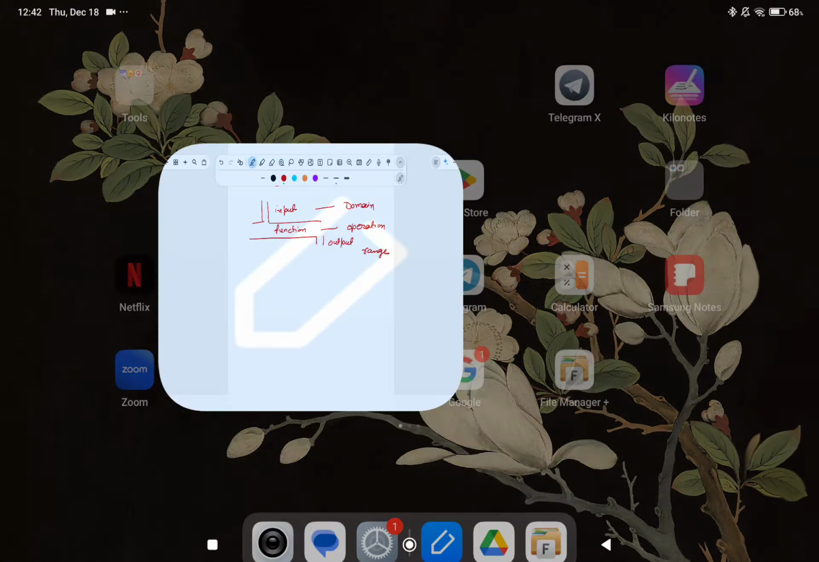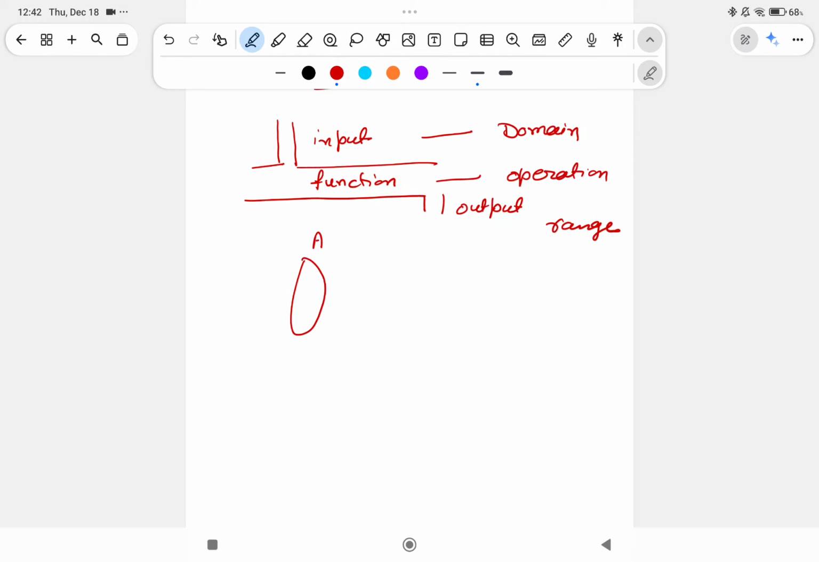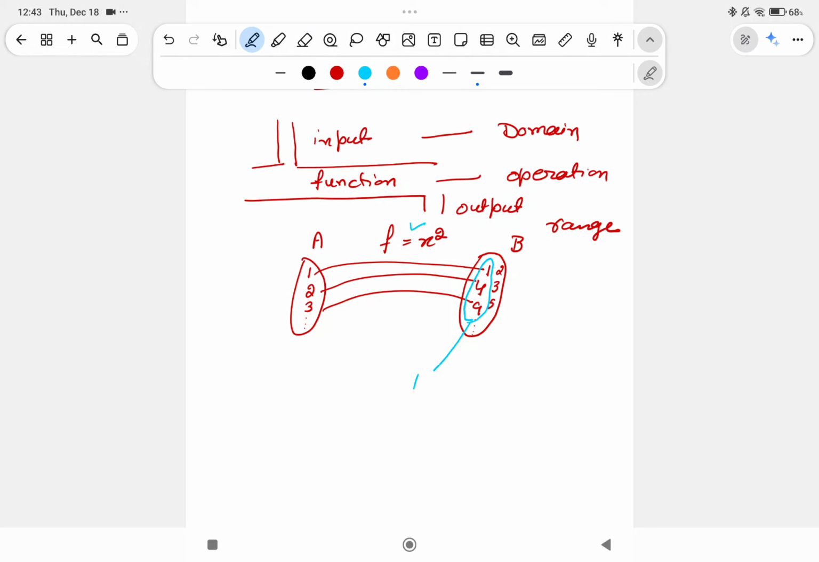Like you have a set A, and in the set A you have numbers 1, 2, 3, and so on. The function is f(x) = x square. When you operate this function, you get the set B: 1 square is 1, 2 square is 4, 3 square is 9, and so on. But the set B has other elements also like 2, 3, 5, and so on. So whatever comes after operation of this function, that is called your range. And this whole is called your codomain.